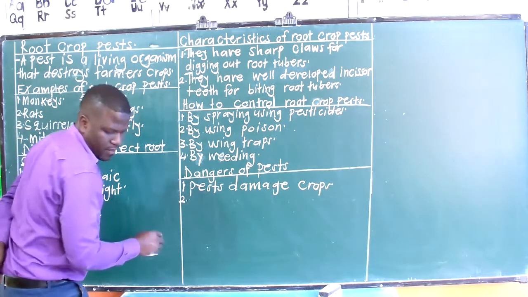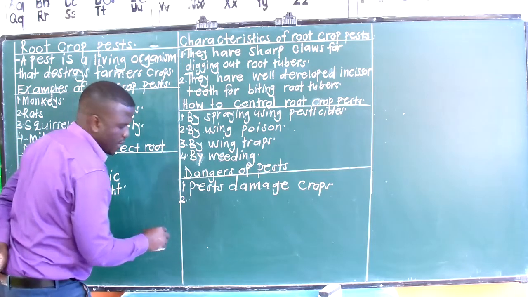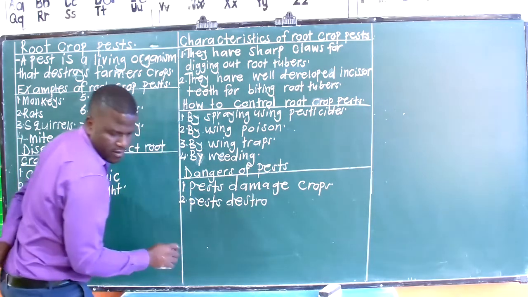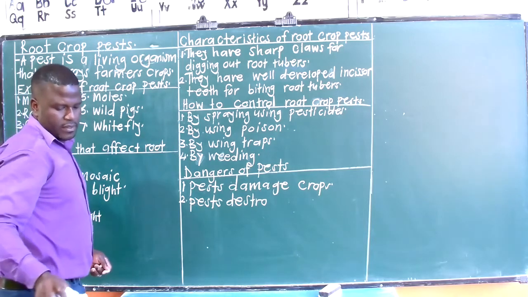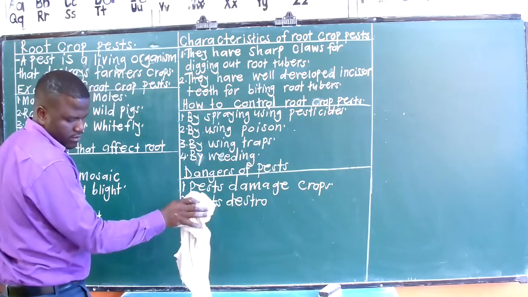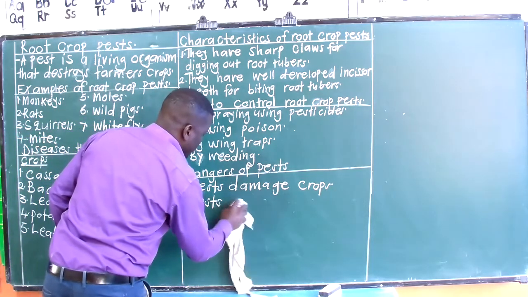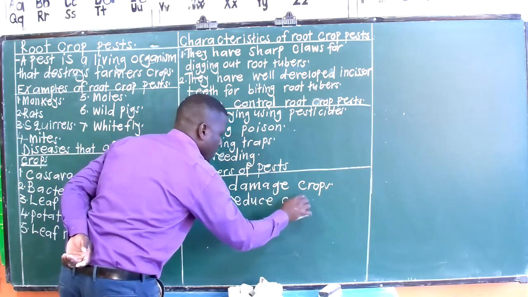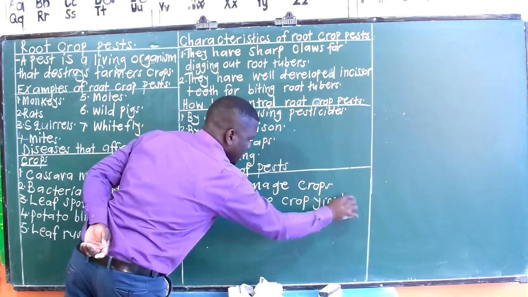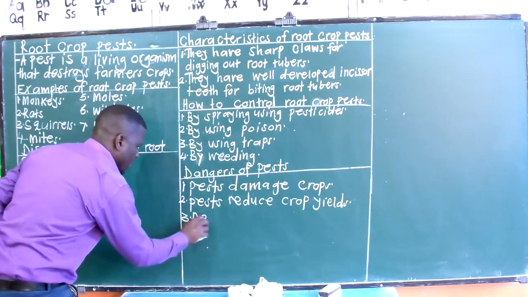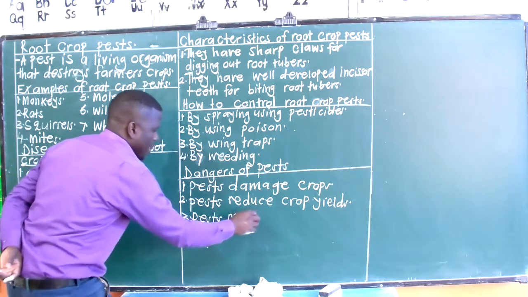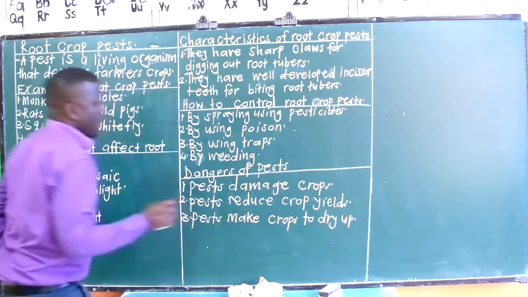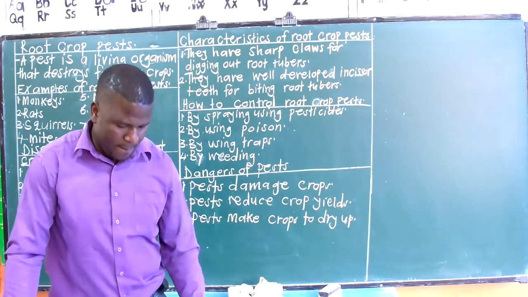Then pests reduce crop yields. Then pests make crops to dry up.